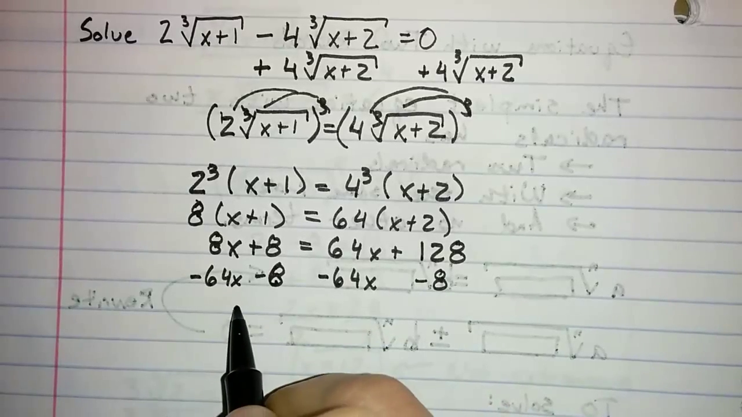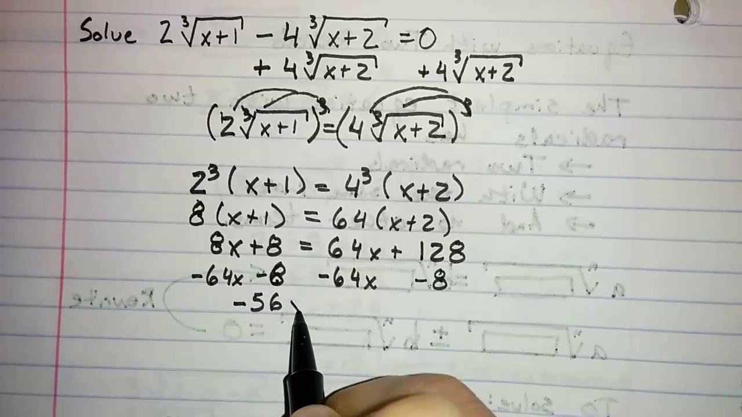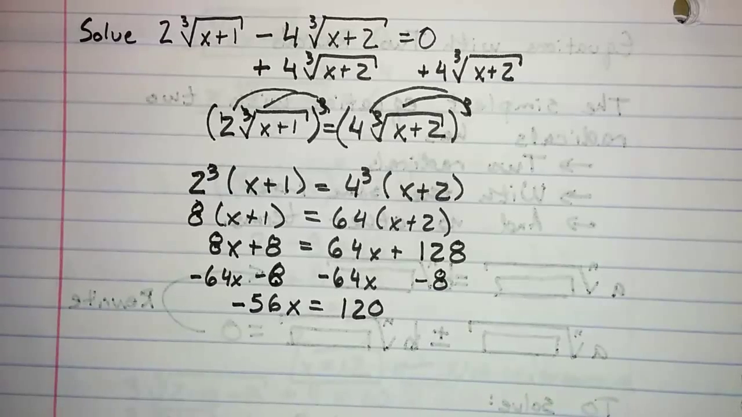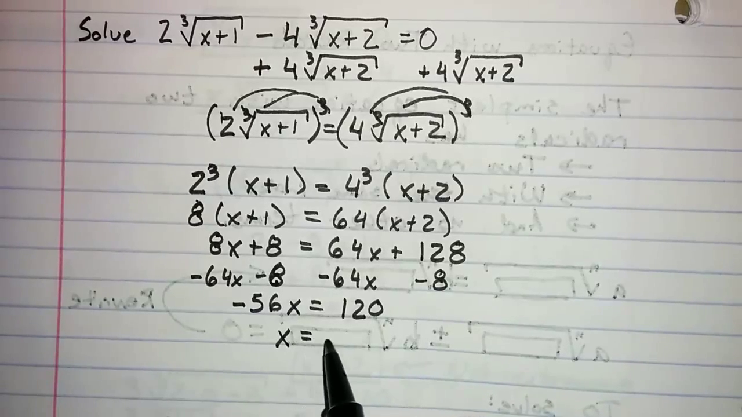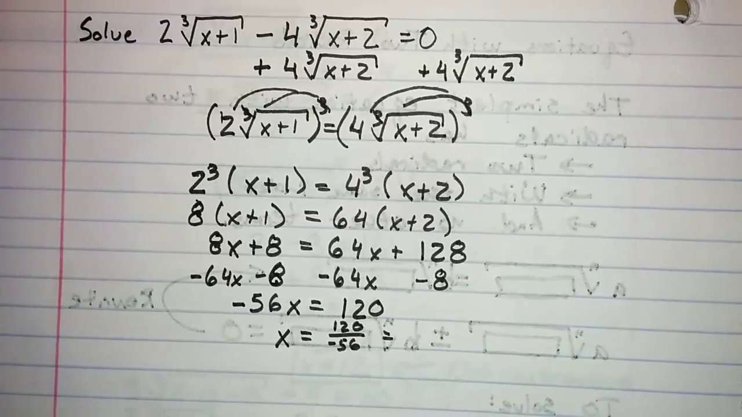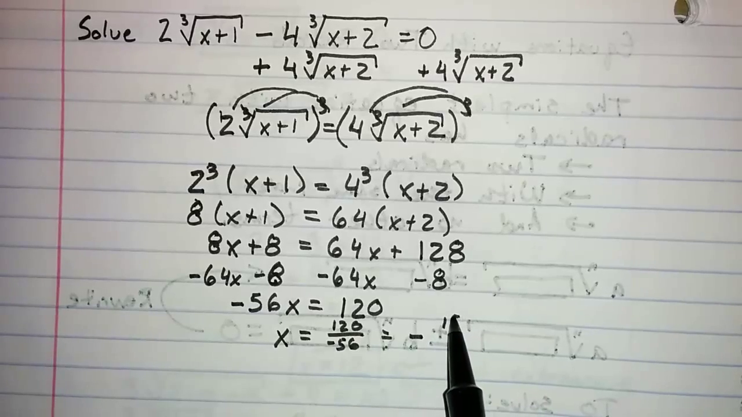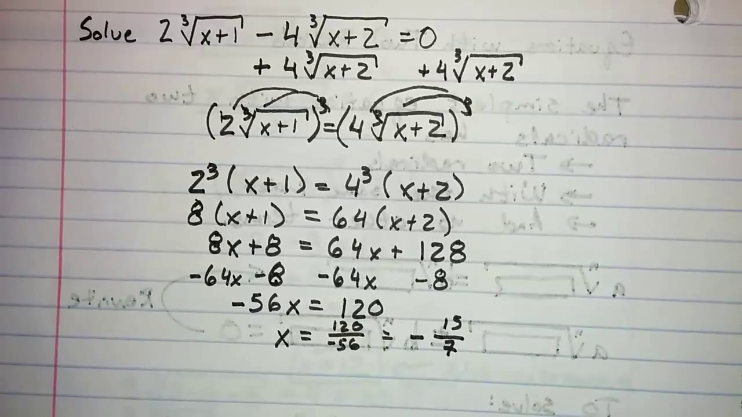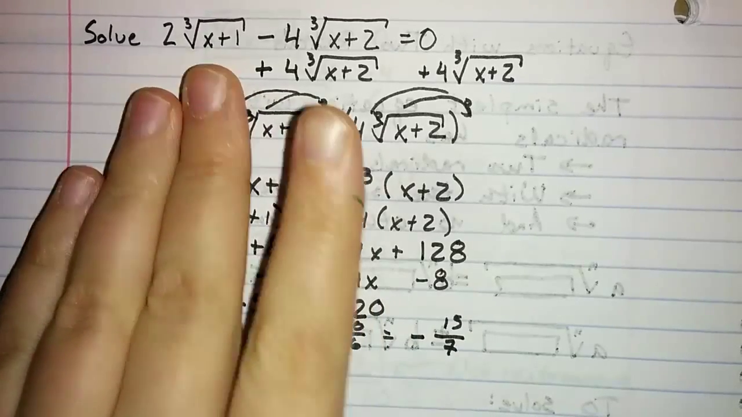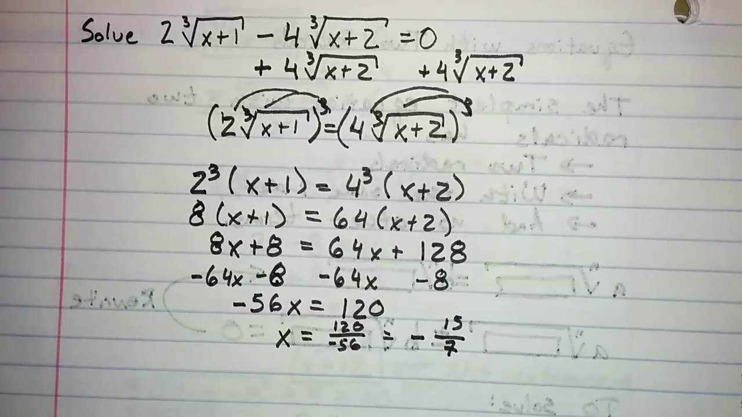Here I'll get negative 56x. And here I'll get 120. That gives me x is 120 over negative 56, which simplifies to negative 15 sevenths. Ooh, let's see if this works out. It's not going to be undefined, since this is the cube root now. I can take the cube root of something negative. So this shouldn't be an extraneous solution.